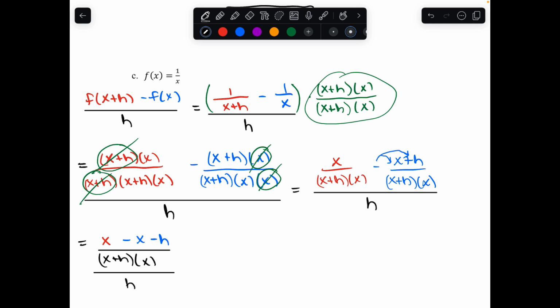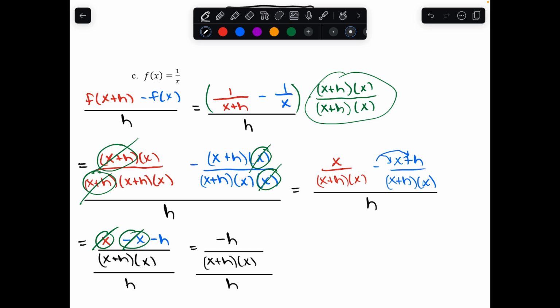Well, let's look at the top. We have positive x and we have a minus x, so those two are going to cancel each other out. So this becomes negative h divided by (x plus h) times x, and then all of that divided by h.